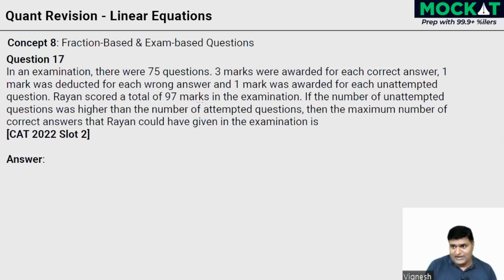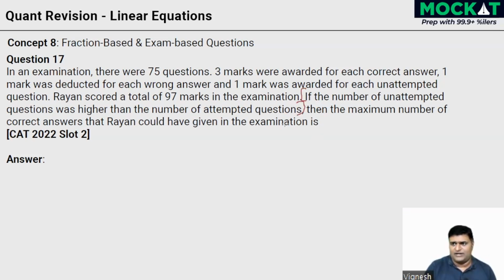Ryan scored a total of 97 marks in the examination. If the number of unattempted questions was higher than the number of attempted questions. Okay. So attempted could be correct or wrong, right? We need to remember that sum of the correct or wrong. Then the maximum number of correct answers that Ryan could have given in the examination is what?